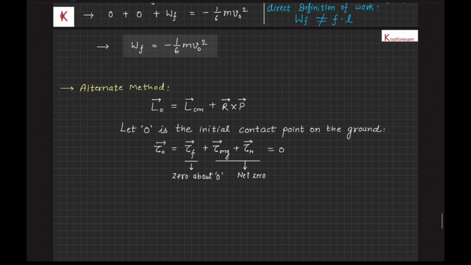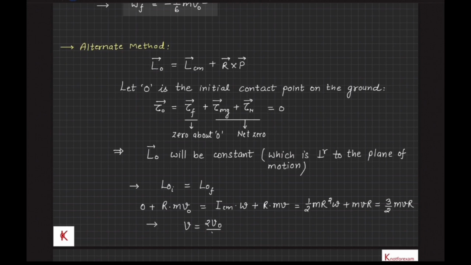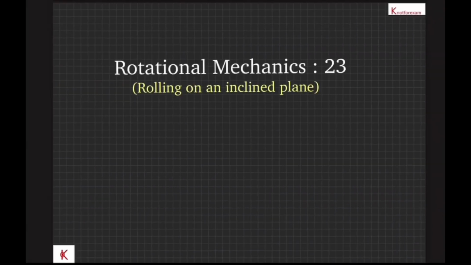Therefore, net torque on the system is 0, and therefore net angular momentum L_O vector will be constant, which is perpendicular to the plane of motion. Therefore, initial angular momentum will be equal to final angular momentum, or r into mv_0 is equal to I_CM into omega plus r into mv, that is 3/2 mvr. From here we get v is equal to 2v_0/3, and sometimes this method is easier than the other method. We are going to discuss rolling on an inclined plane.